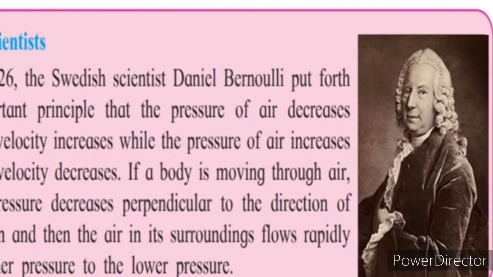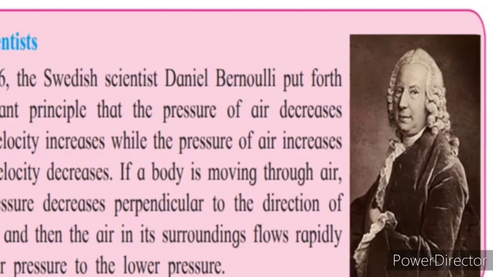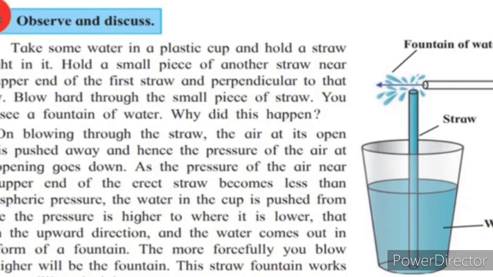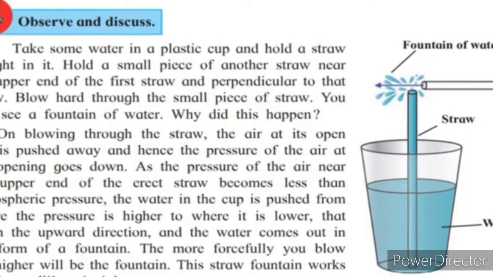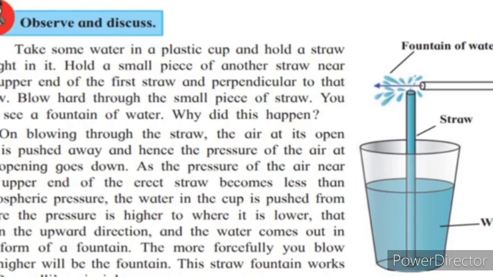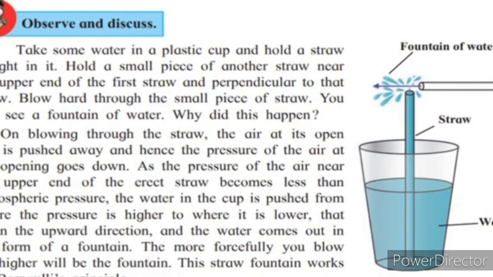And to understand this principle, we have to do one experiment, and by this experiment you will understand Bernoulli's principle, how it is there. For that, you have to take water in a plastic cup and hold a straw upright in it. Means one straw you have to put straight in the water and one straw you have to take perpendicular to the first straw. One is small and one is a little bigger. Now see, hold the small piece of another straw near the upper end of the first straw and perpendicular to that straw. You can see in the picture the position of both the straws.